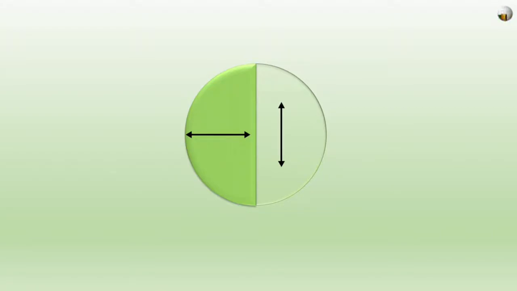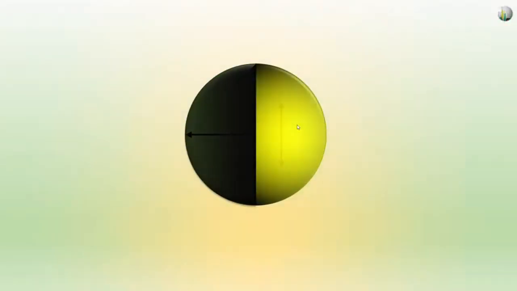When no optically active substance is present, if the principal axis of the analyzer is parallel to that of the polarizer, the glass half becomes bright while the quartz half becomes dark. If the analyzer is rotated by 90 degrees, then the quartz half becomes bright and the glass half will be dark.